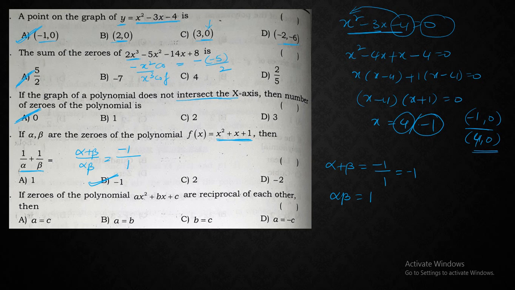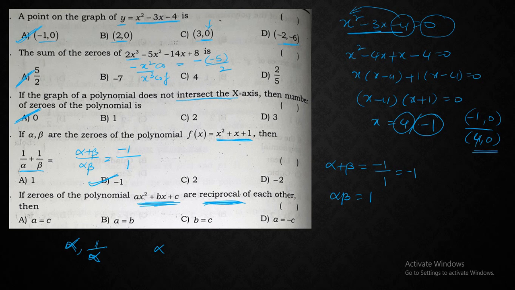If the zeros of this particular ax square plus bx plus c are reciprocal to each other, right? So what he has given for this polynomial, if zeros are reciprocal to each other, then what is the condition that is being satisfied? Now if I see, if one zero is alpha, then automatically the other zero is 1 by alpha, because he is saying zeros are reciprocal to each other.